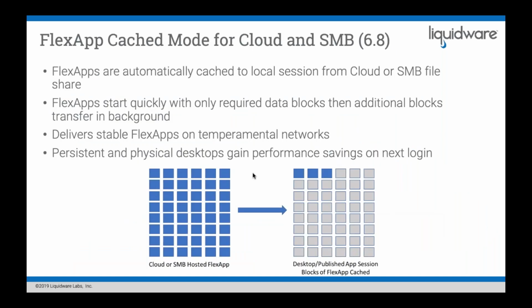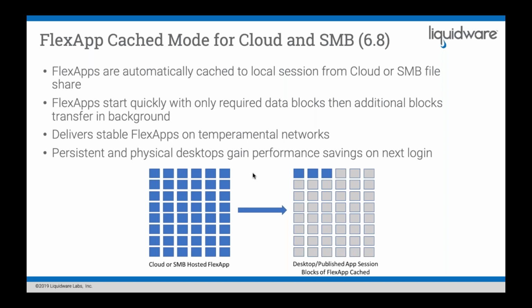So cache for cloud and SMB. When you put a FlexApp in the cloud, it has to be cached. It has to be, because they can't mount the VHD directly. If you're pushing it from an SMB share, you have the option per FlexApp to either turn on caching or to not have it enabled at all.